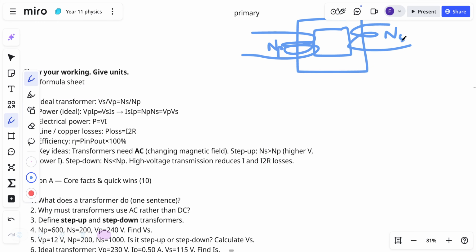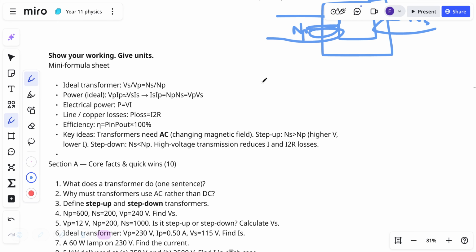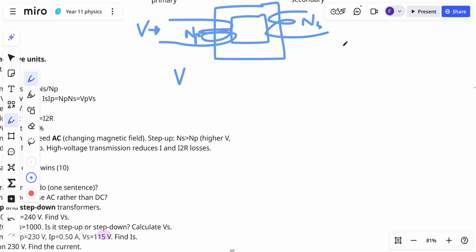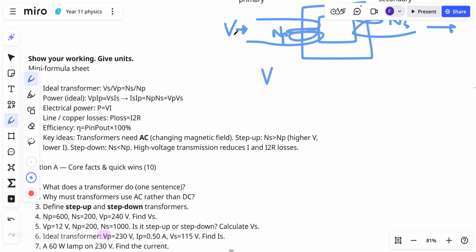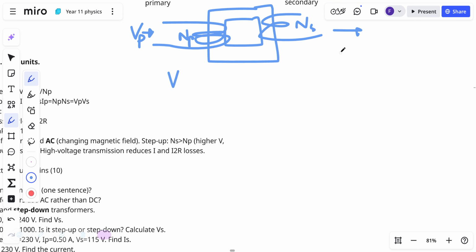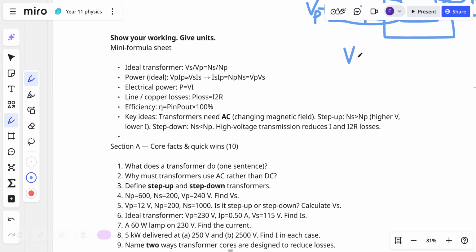So NP stands for number of primary turns in the coil, and here we've got number of secondary turns. In an ideal transformer, we've got voltage in your primary going in and voltage in your secondary coming out. So we've got voltage in secondary divided by voltage in primary, and we did that last week, equals number of turns in secondary over number of turns in primary. And that's it written there.